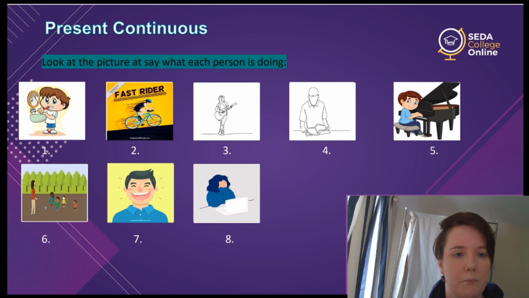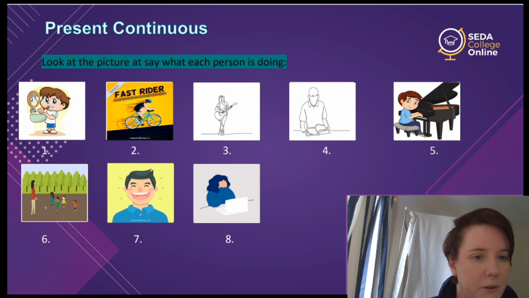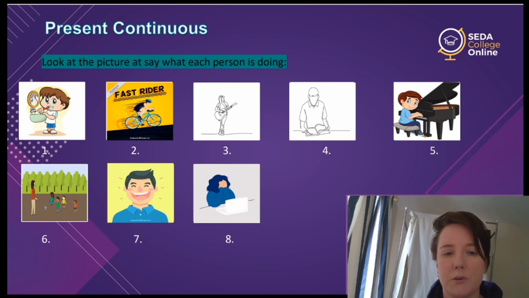Look at the first one. What's he doing in this picture? Well, he's using a brush. It's something we do every morning. Number 2, what's he doing? He's on a bicycle, okay? So he's on a bicycle here. 3, she's very talented. Okay, that is a guitar. What's she doing with the guitar?